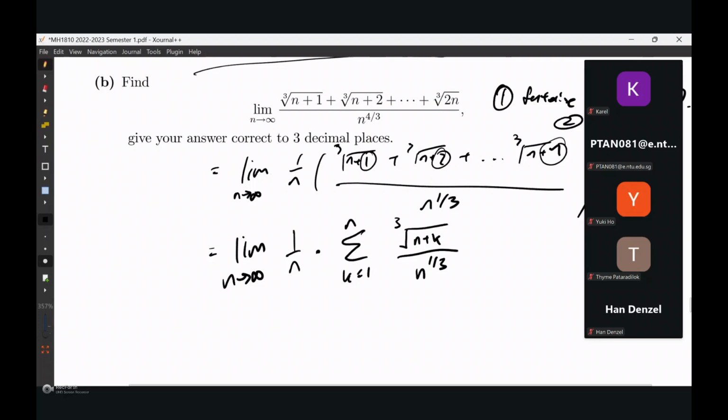What is the difference between xk and xk star? Those are your sample points for your Riemann sum. So if you look at your definition of your Riemann sum, I think the lecture notes should have it. We replace k over n by x and 1 over n by dx. Yes, that's correct.